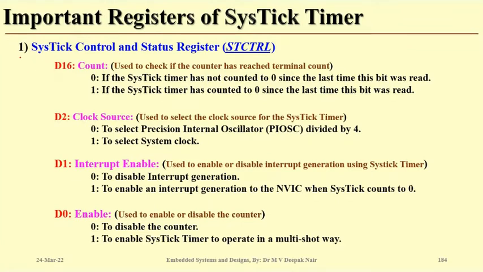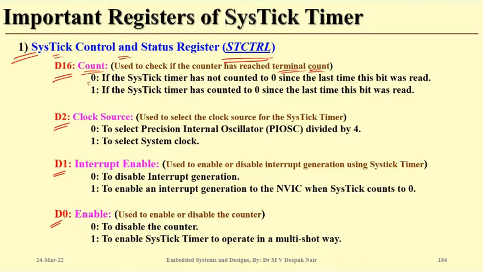The first register which we will be using to program the SysTick timer is the SysTick control and status register, also known as STCTRL. In that we have D16, D2, D1, D0. These are the most important bits. So what is D16? Whether the count has reached the terminal count, the final 0, or not, we can check using this particular bit, D16.